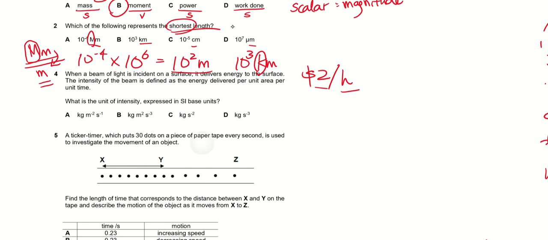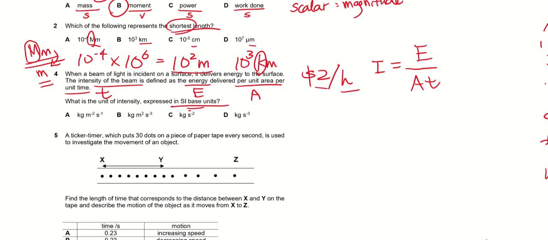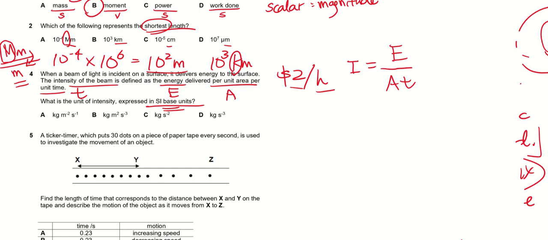So now intensity of the beam, let's call it I. It's not actually in our syllabus, but it is the energy, which is E, delivered per unit area per unit time. So the intensity of the beam is actually E over A T, which is area multiplied by time. Alright, but they want it in SI base unit. So what is energy's unit? Energy's unit, as you know, is joules.